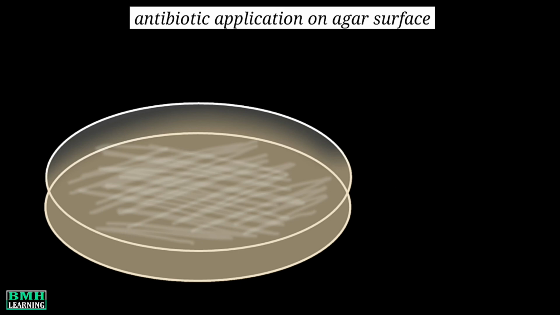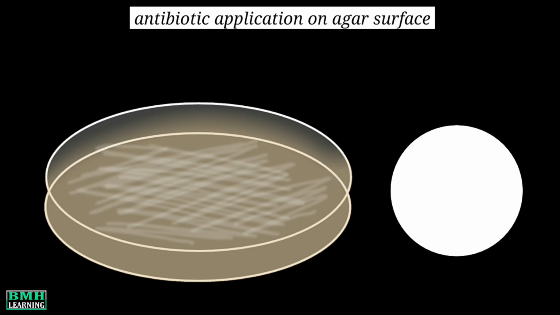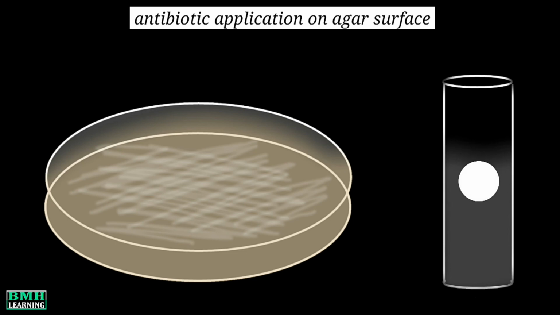Next step is the application of antibiotic on the agar surface. As I already mentioned, there are various ways to do that. We can either take a paper disc, dip it into a particular antibiotic solution, and then place it on the agar surface in the petri dish. Or otherwise, we can make a well in the agar with a well puncture, and into this well, we add antibiotic solution of a specific concentration. The process is repeated for each different concentration.